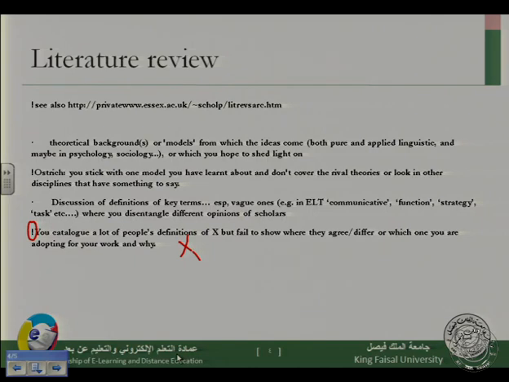Ahmed defined strategies like blah. Khalid defined strategies like blah. Cohen defined strategy like blah. Abdullah defined strategy like blah blah. Well, that's good. But then say, I will adopt Cohen's definition. I will adopt this other definition. I will adopt my own definition. I will take pieces from this and this and this and that, and I will make my own definition based on these definitions.